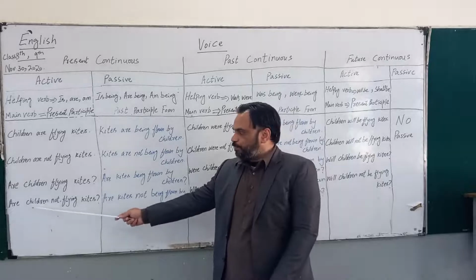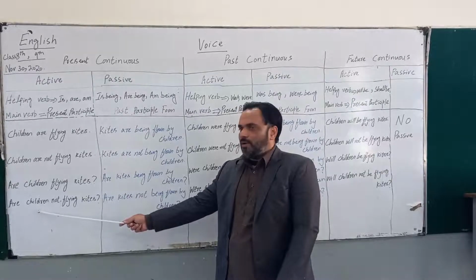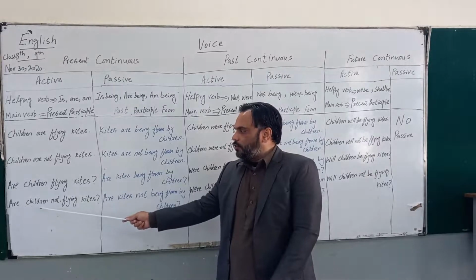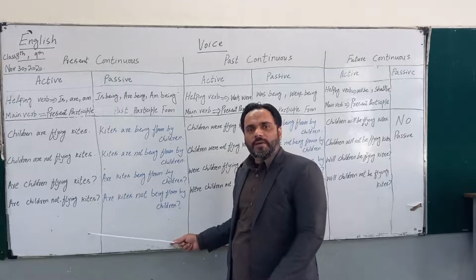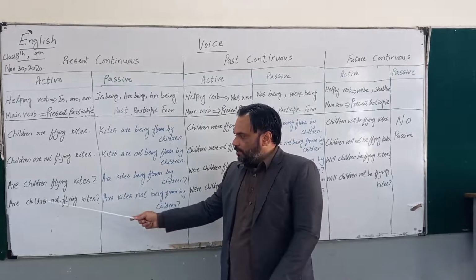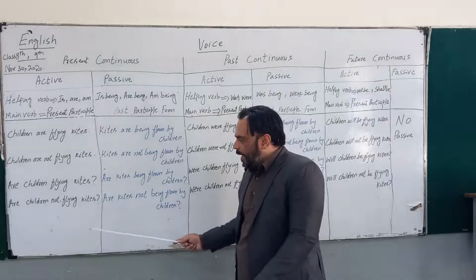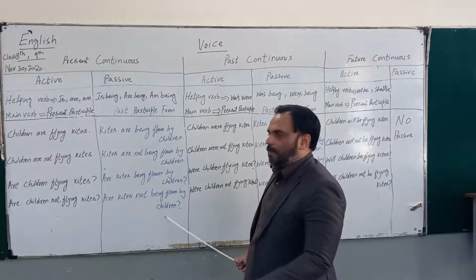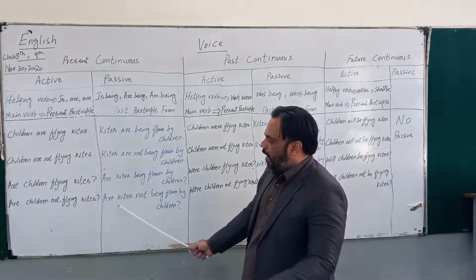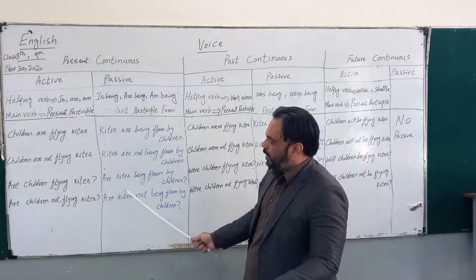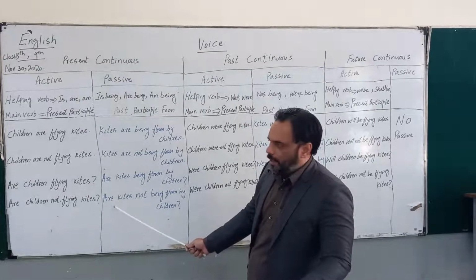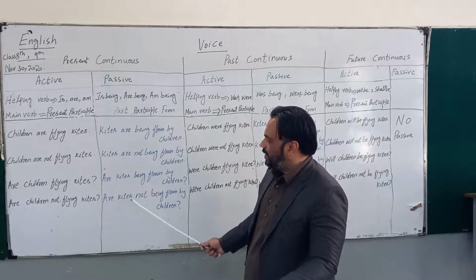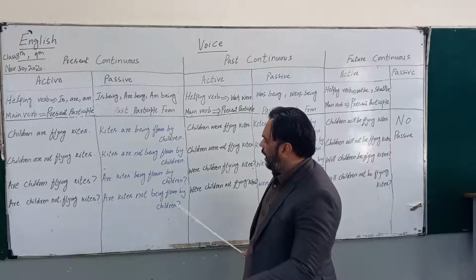Now the next one and the last type of sentence is negative interrogative. Are children not flying kites? Its passive voice will be, are kites not being flown by children? It will be only are that will come in the beginning, and the rest will stay in its position. Are kites not being flown by children?